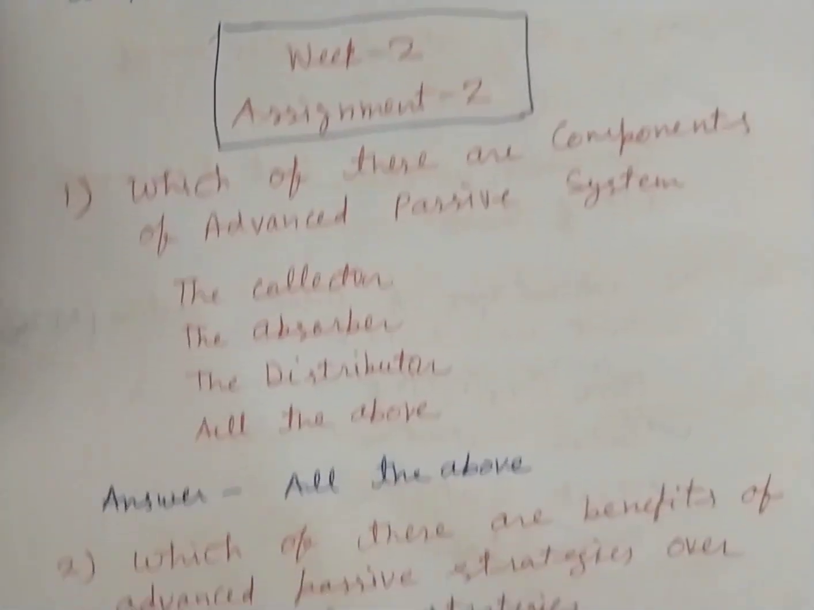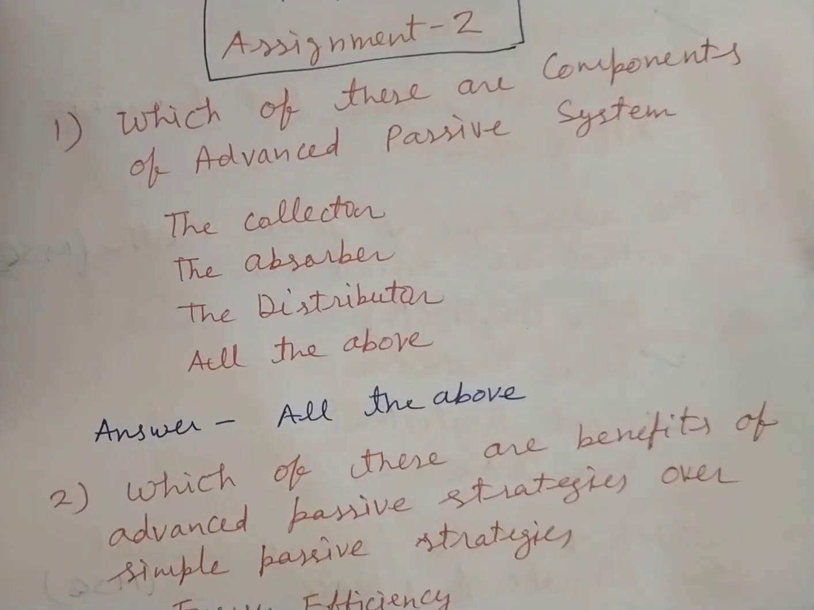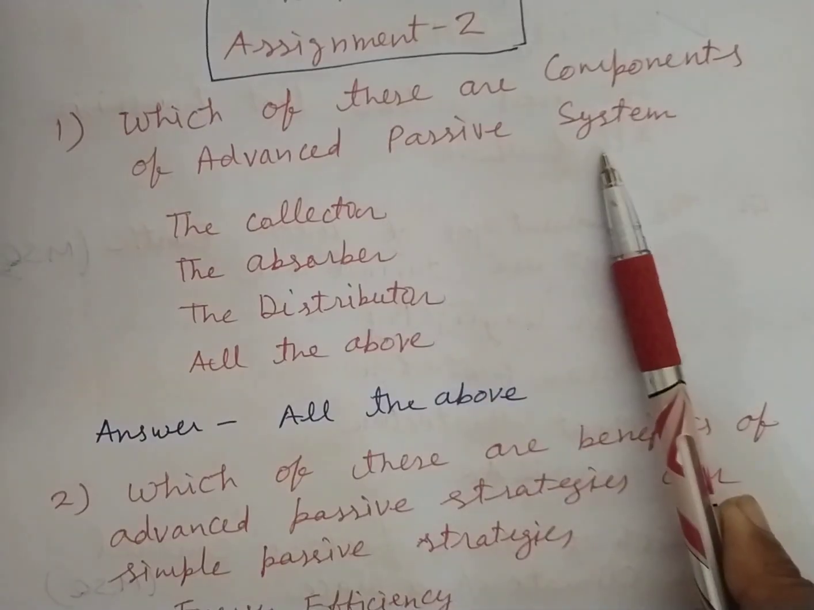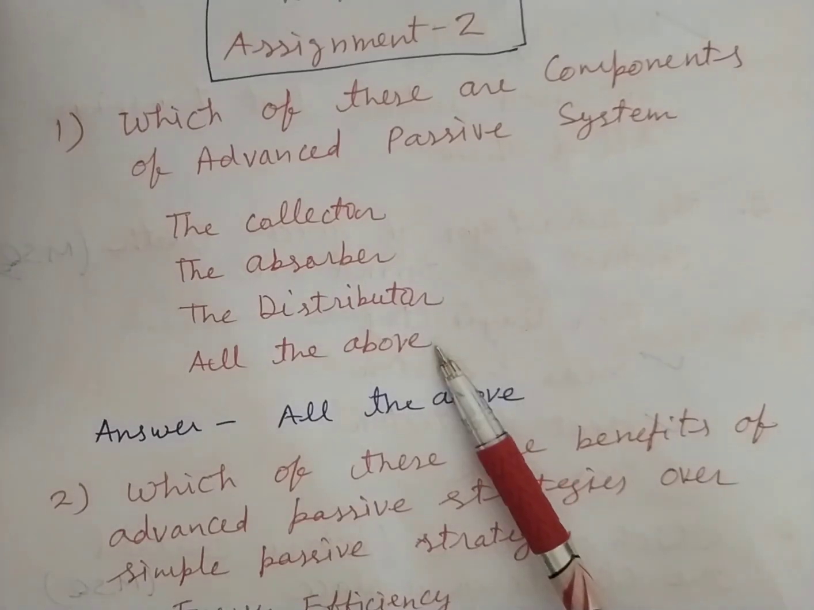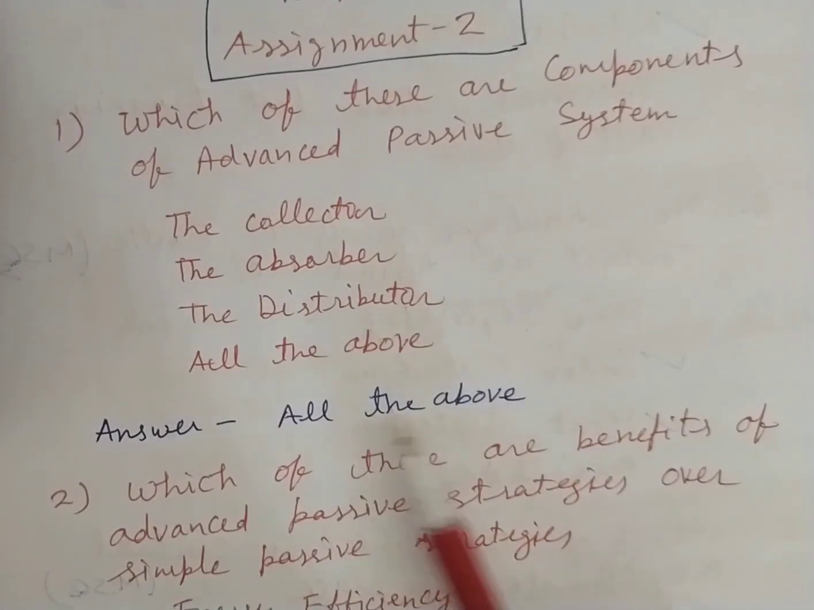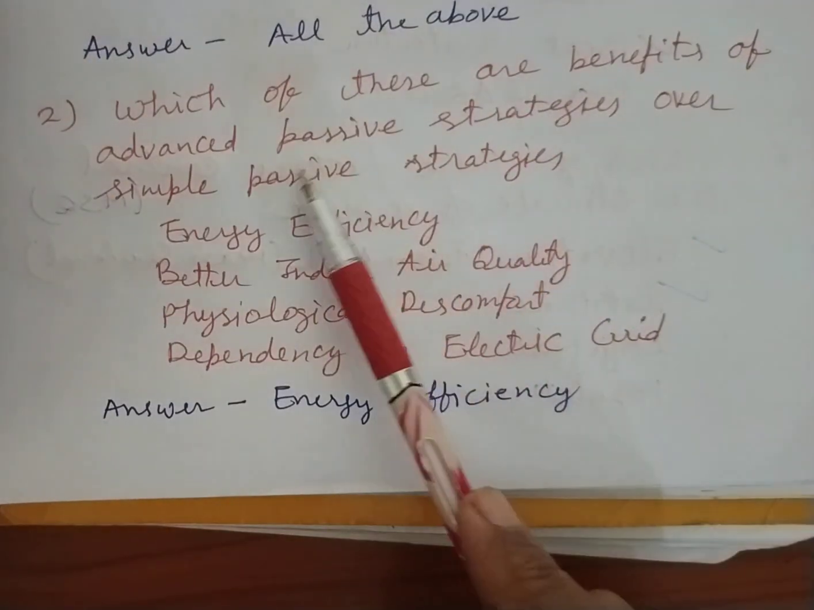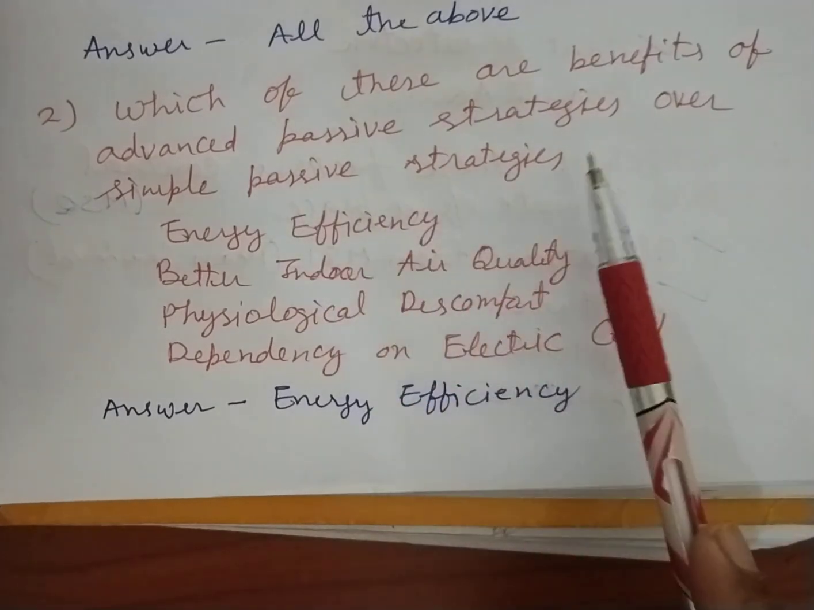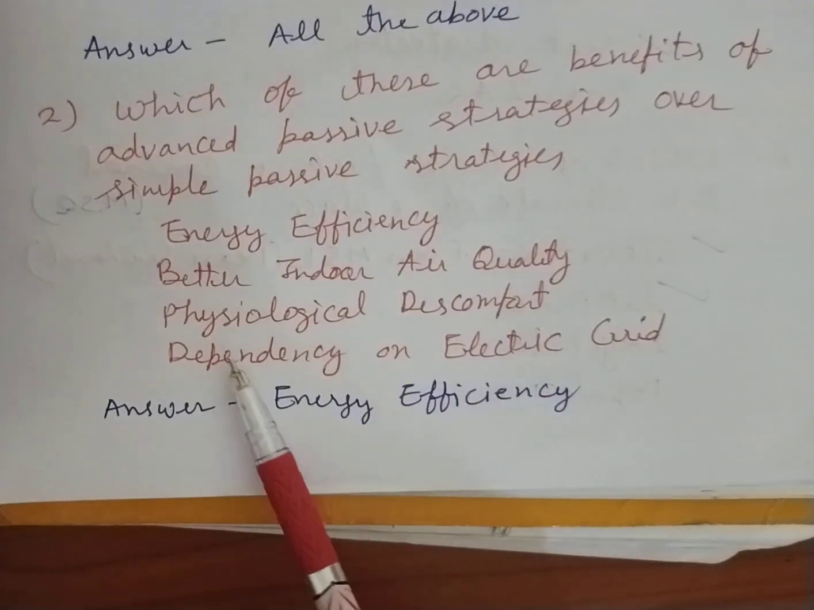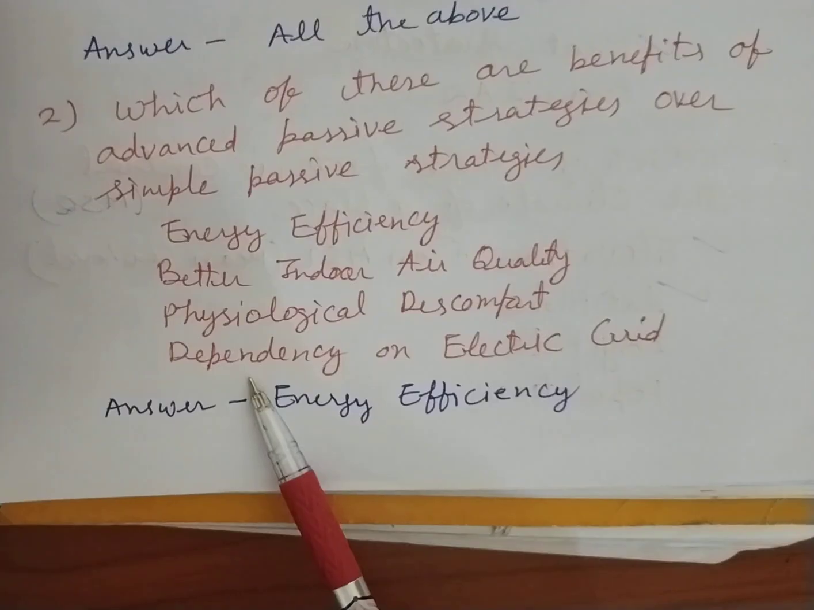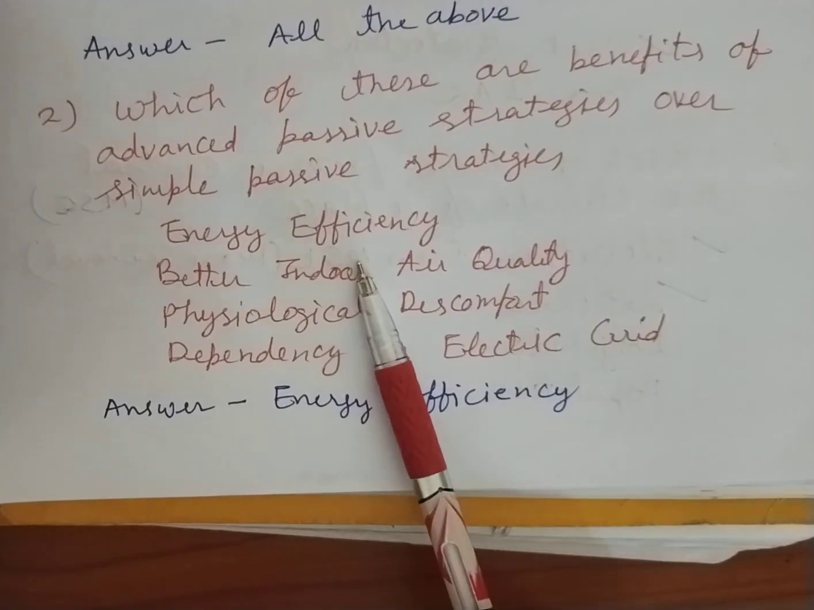Okay. Now coming to the week 2 assignment. First question is, which of these are components of advanced passive system? The collector, the absorber, the distributor, all of the above. From the notes, we can say the answer is all the above. Next question is, which of these are benefits of advanced passive strategies over simple passive strategies? Energy efficiency, better indoor air quality, physiological discomfort, depending on electric grid. Answer is energy efficiency.